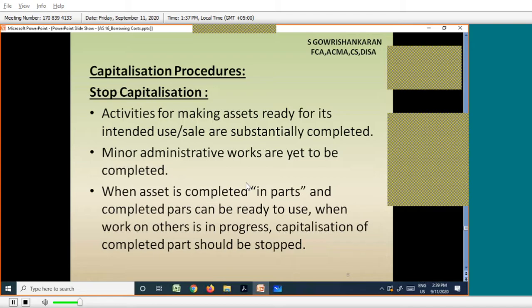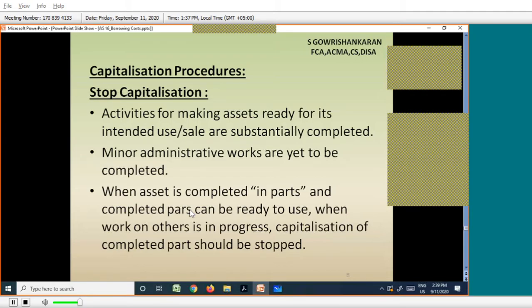When an asset is completed in parts, and the completed parts can be ready to use, when work on others is in progress, capitalization of completed parts should be stopped. So what they are trying to say is, say for example, I'm an apartment builder. I'm constructing an apartment.